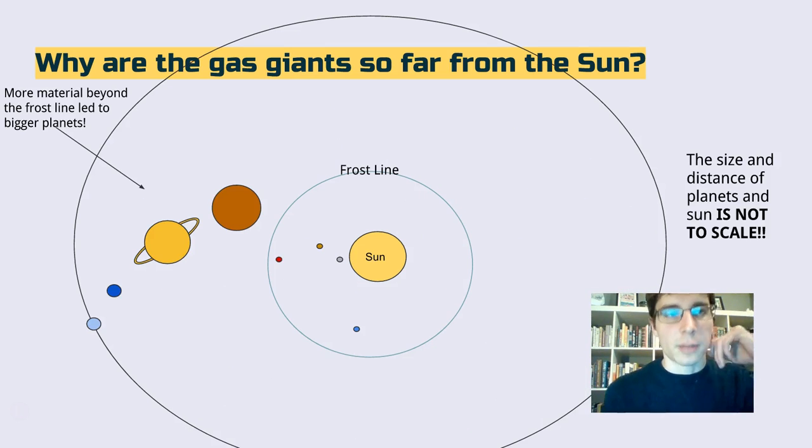So it ended up looking something like this. More material beyond the frost line meant bigger planets. Less material inside the frost line, smaller planets. Just to note, the size and distances of the planets here is not to scale, just to show you briefly how it looks.